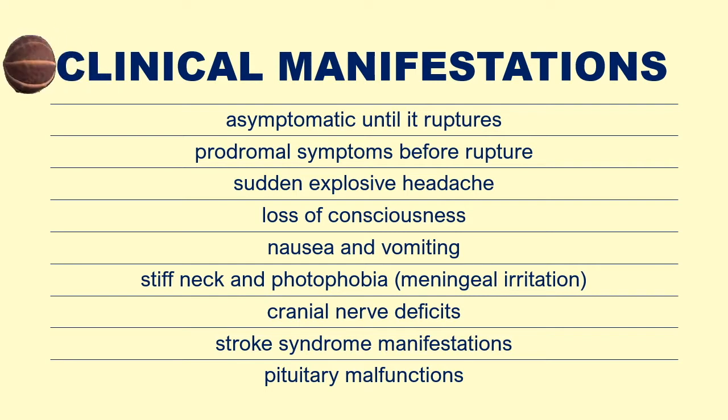Stiff neck, class, and photophobia are indications of your meningeal irritation. These are indications of meningeal irritation. So meaning, class, the meninges is inflamed because of the cerebral blood that is coming out. Then you have your cranial nerve deficits, your stroke syndrome manifestations, and then you will have your pituitary malfunctions. So class, that's how the effect of your aneurysm would be. Once, class, a major artery would rupture, the blood supply to the brain would be cut, and hence it would lead to tissue ischemia, later on, class, infarction.